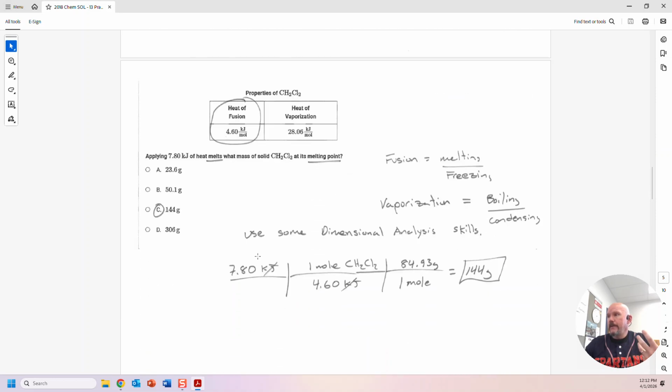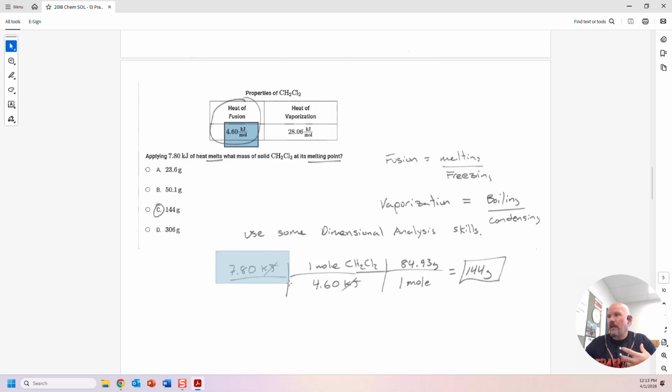Now for this one, we just got to use dimensional analysis. Remember, this is how much energy per mole of the substance, okay? And we want to know how many grams we can melt with this much energy. So remember, we can take a measurement like this and it can be our conversion from moles to kilojoules or kilojoules to moles. And that's what we want in this case.